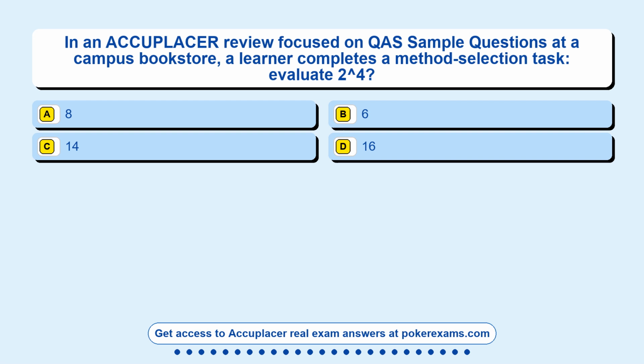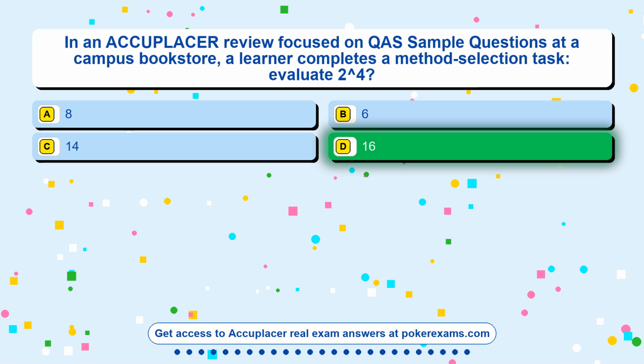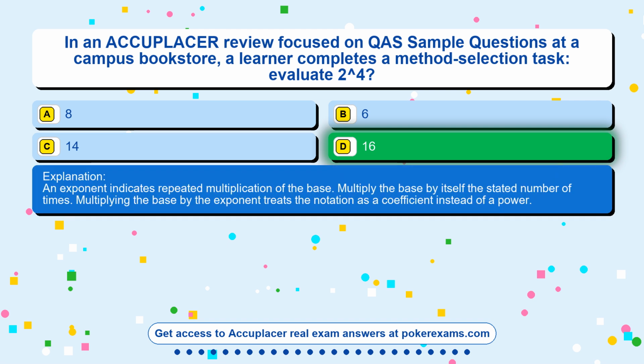Question 1. In an ACCUPLACER review focused on QAS sample questions at a campus bookstore, a learner completes a method-selection task. Evaluate 2 to the power of 4. Option A, 8. Option B, 6. Option C, 14. Option D, 16. The correct answer is option D, 16. An exponent indicates repeated multiplication of the base. Multiply the base by itself the stated number of times. Multiplying the base by the exponent treats the notation as a coefficient instead of a power.